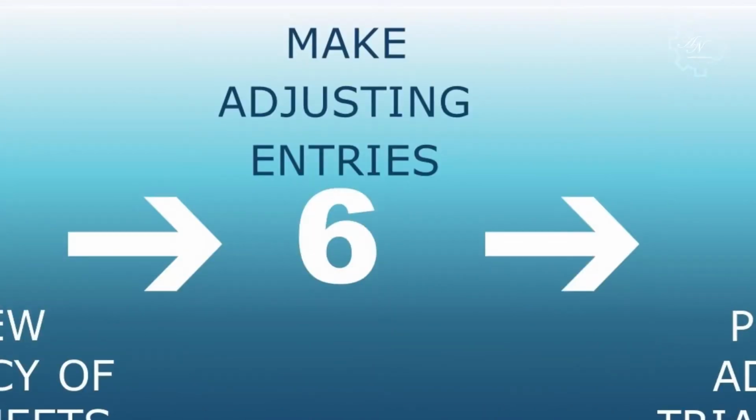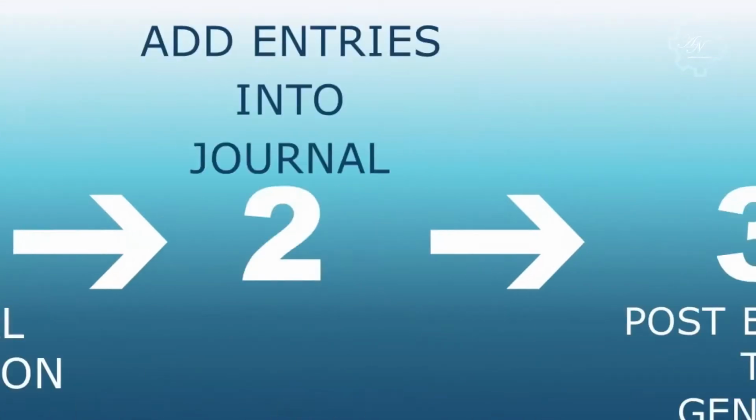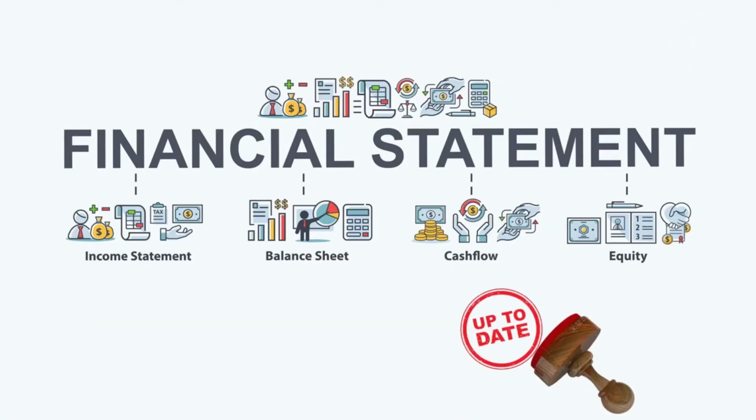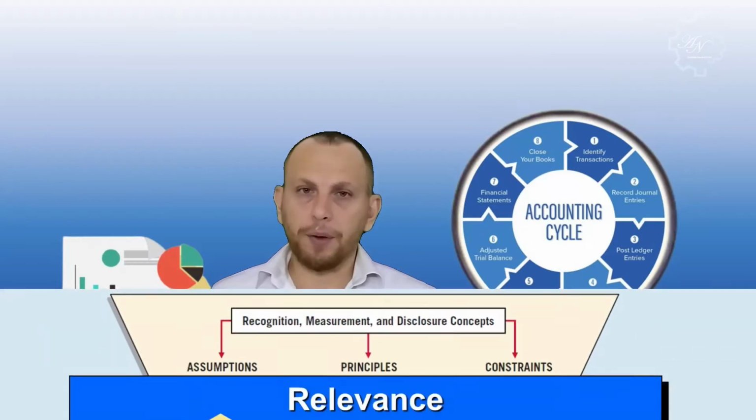Let's move to step number 6. Make adjusting entries. After finishing with corrections, the next step is to make adjustments. Adjusting entries update previously recorded journal entries. The purpose is to ensure that the financial statements only have up-to-date and relevant information.